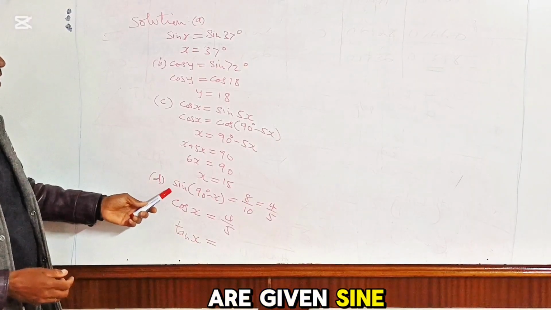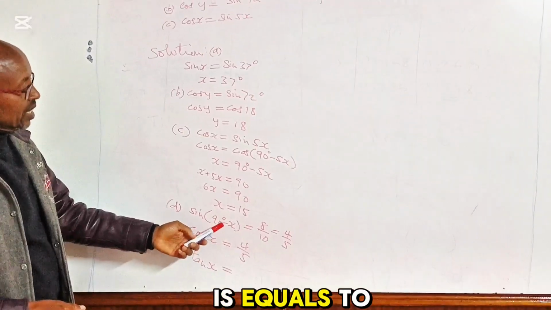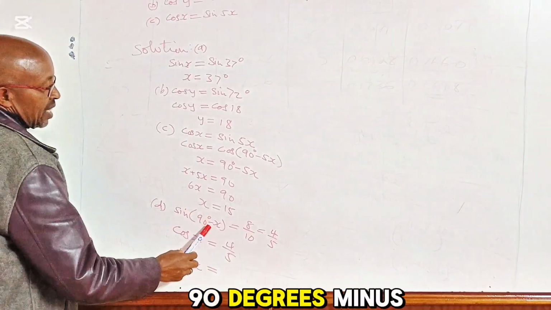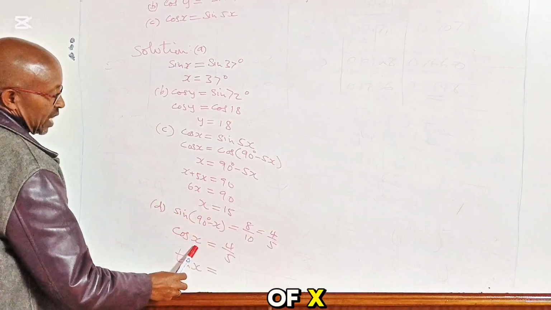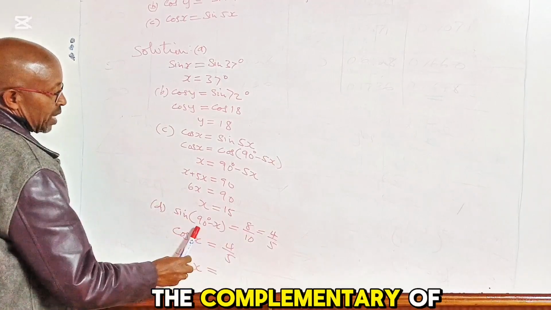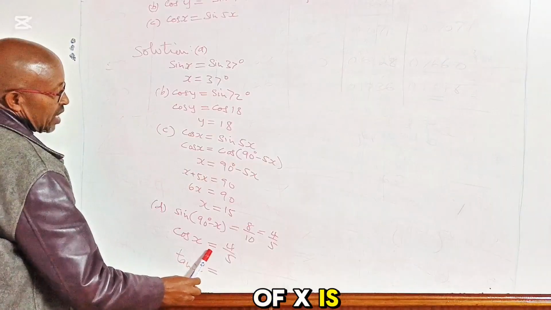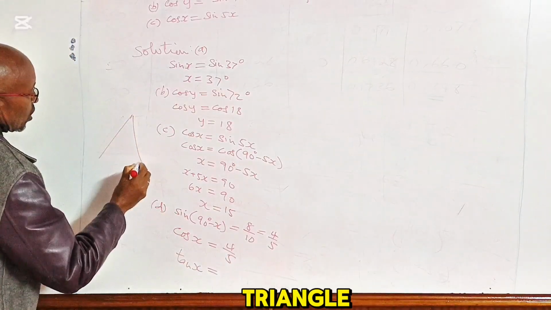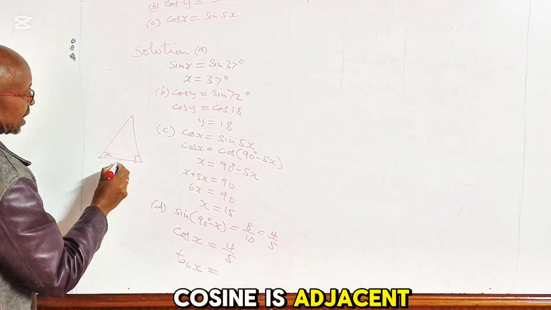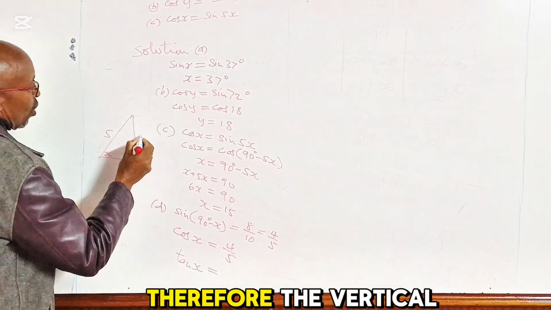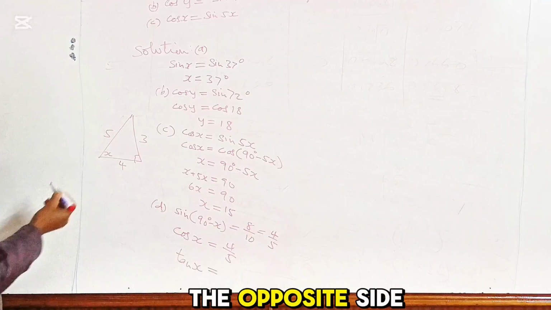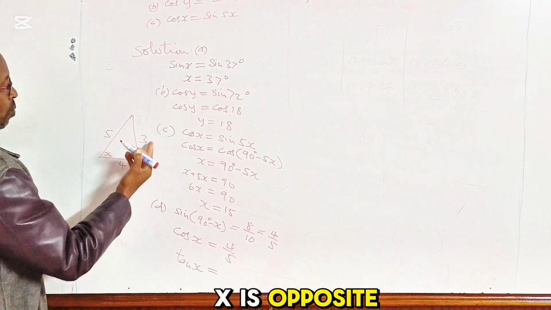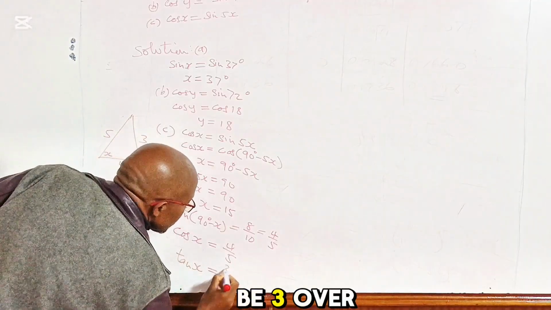Number D, we are given sine of (90 degrees minus x) is equal to 8 over 10, which is equal to 4 over 5. Sine of (90 degrees minus x) is the same as the cosine of x, because x is the complementary of this. And the cosine of x is equal to 4 over 5. So using a rough sketch of a right angle triangle, cosine is adjacent over hypotenuse. Therefore, the opposite side is 3. And therefore, tan x is opposite over adjacent. So it will be 3 all over 4.